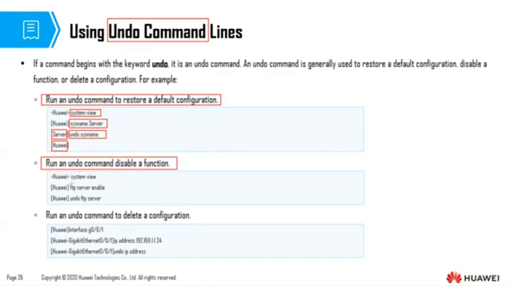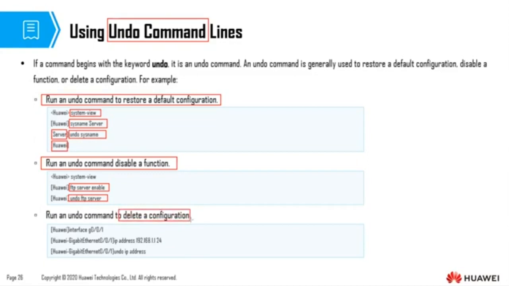The other one, we can use the undo command to disable a function. Now, as you're going to see, some functions have to be enabled because they are disabled by default. So for example, we can enable FTP on this particular router. So FTP server enable is the command. So if we want to disable FTP services on this particular router, we use the undo command like that on system view. Undo FTP server.